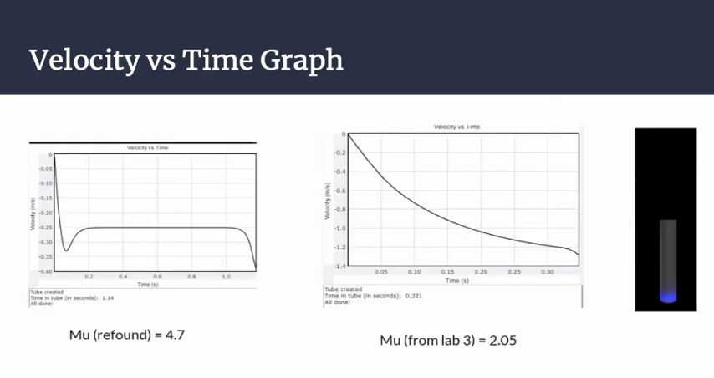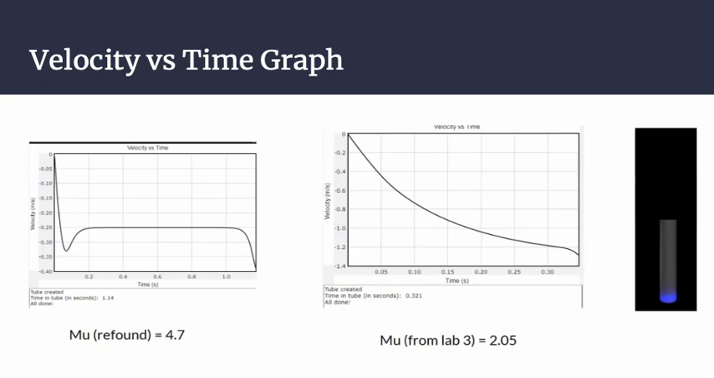So looking at the velocity versus time graphs that were found from the data, the graph on the left is the graph with the ideal mu that had to be changed because the result from lab 3 was found to be incorrect. The mu that was found again through trial and error was around 4.7.